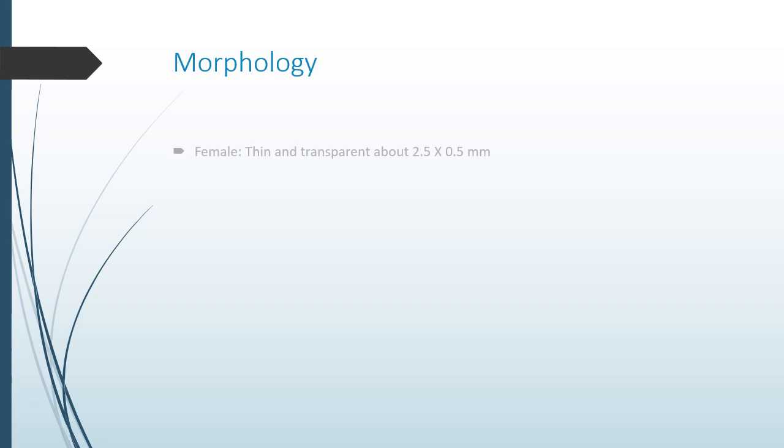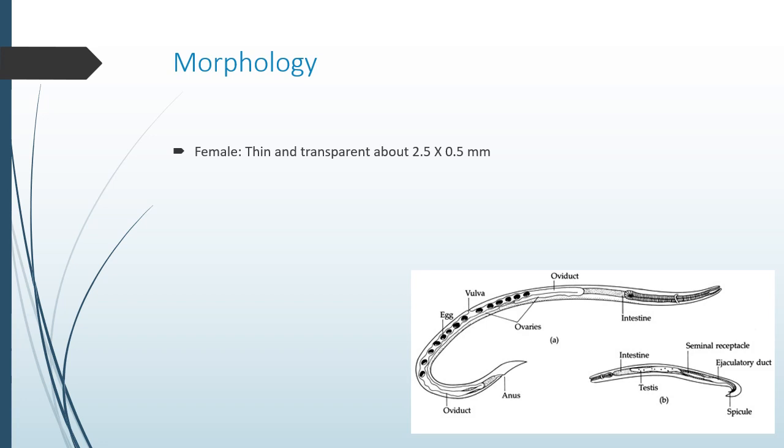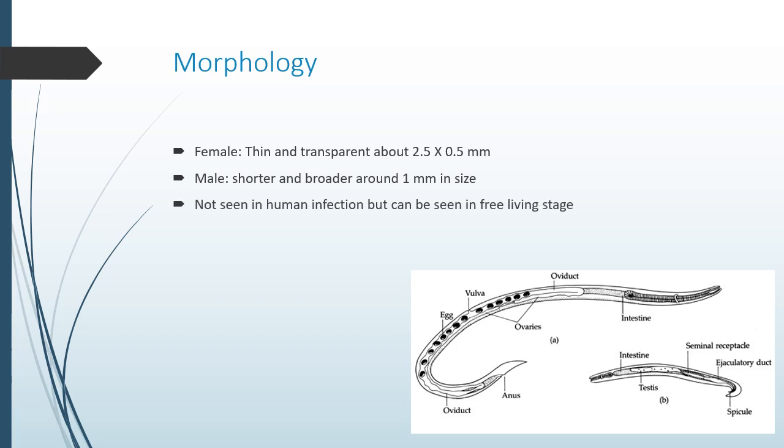If we see the morphology, the female is thin and transparent. The size is very small, around 2.5 millimeter, and thickness is 0.5 millimeter. Here you can see the female worm, and this is the male, which is even smaller than that. It is very short, only around 1 millimeter in size. We fail to see the male worm in human beings, because it is there in the intestine but not excreted in the stool, and its lifespan is also too short to be seen. But yes, in the free living stage it is seen, because they have a free living stage also, that we will see in the life cycle part.